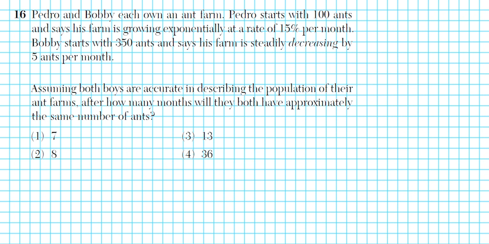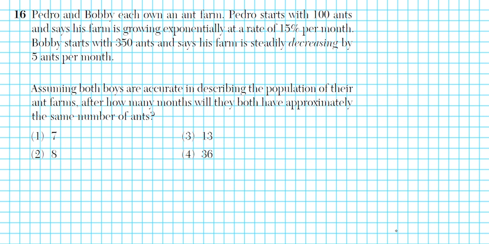All right, let's take a look at question number 16, which reads: Pedro and Bobby each own an ant farm. Pedro starts with 100 ants and says his farm is growing exponentially at a rate of 15% per month. Bobby starts with 350 ants and says his farm is steadily decreasing by 5 ants per month. Assuming both boys are accurate in describing the population of their ant farms, after how many months would they both have approximately the same number of ants?